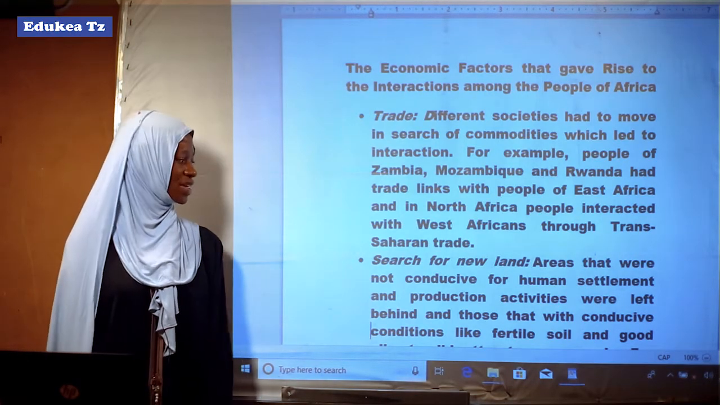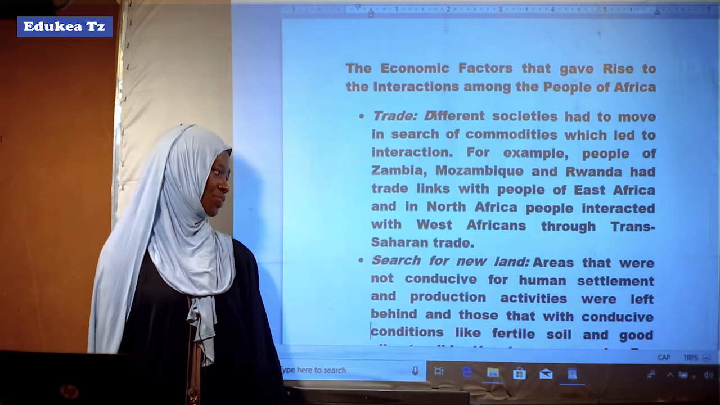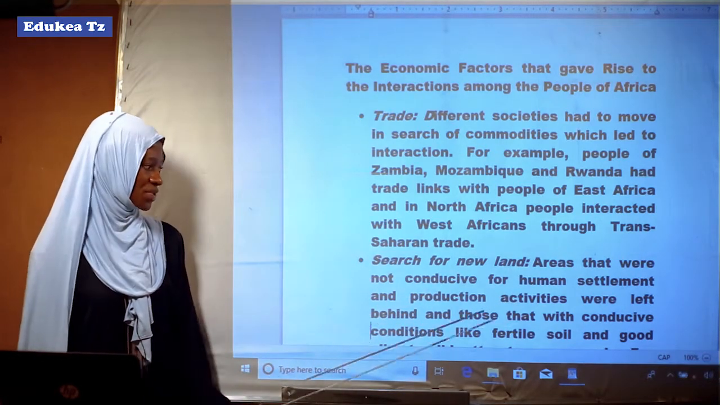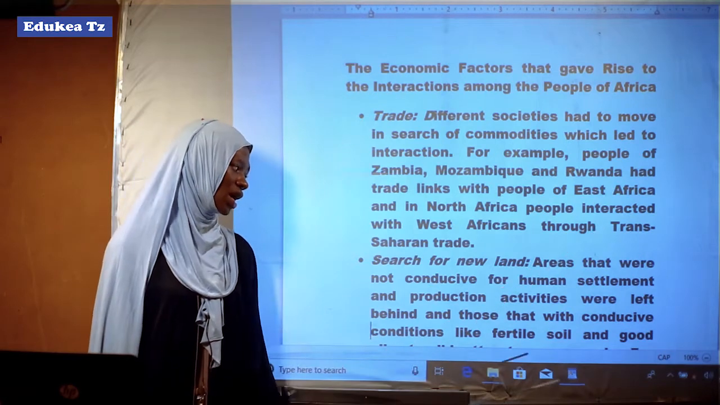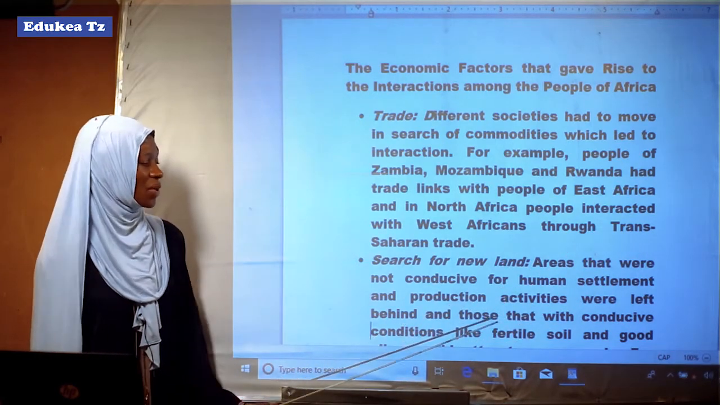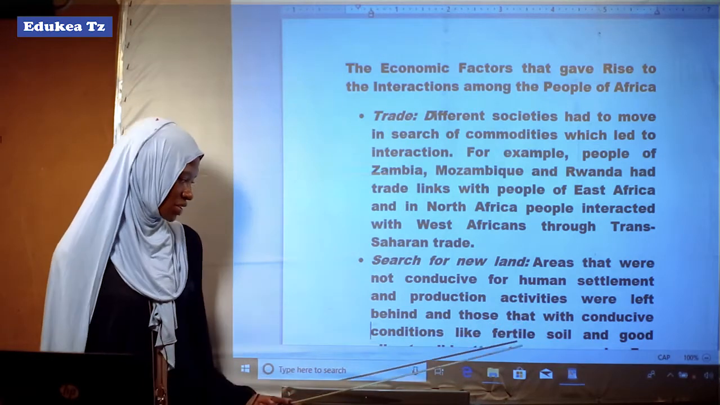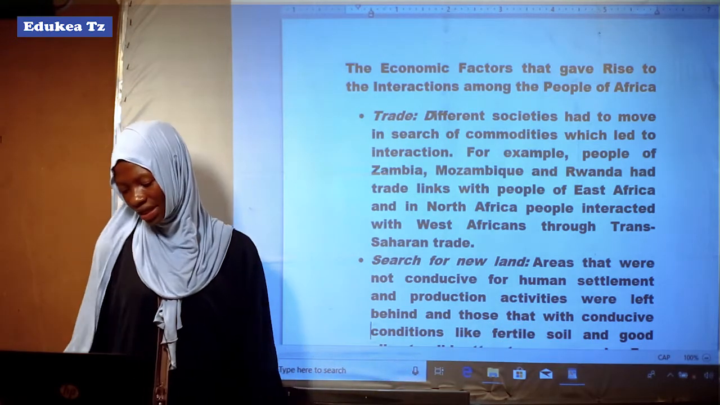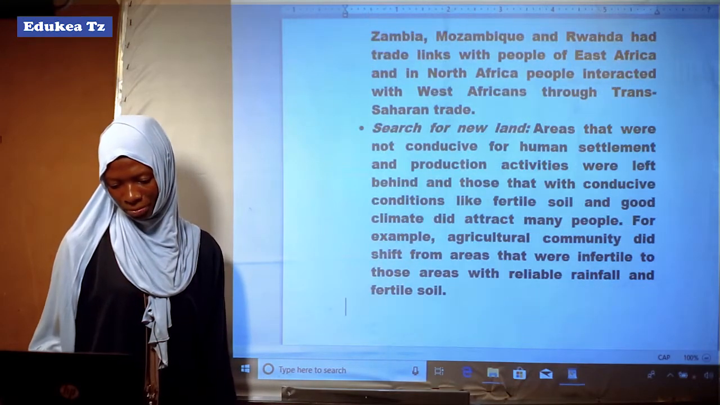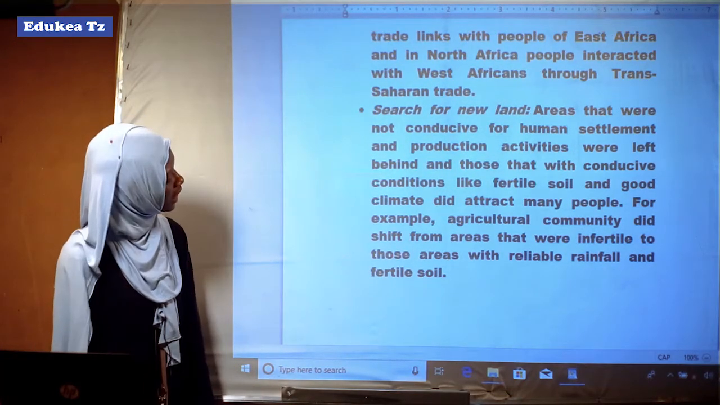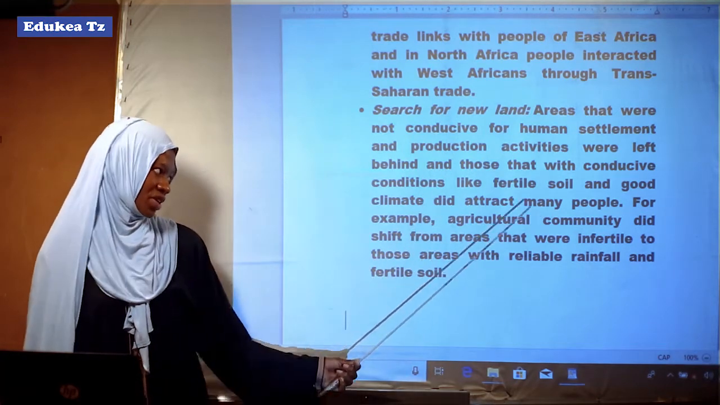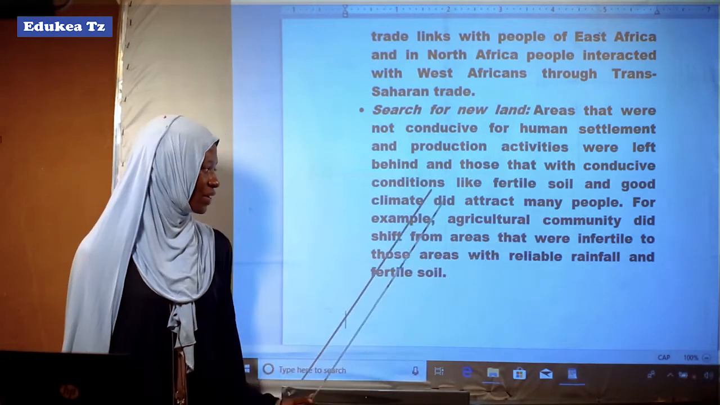The next one is search for new land. Areas that were not conducive for human settlement and production activities were left behind, and those with conducive conditions like fertile soil and good climate did attract many people.